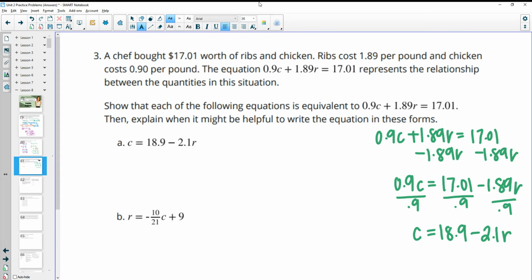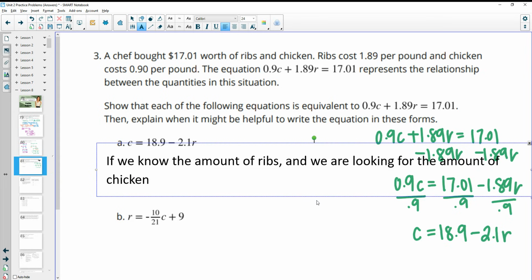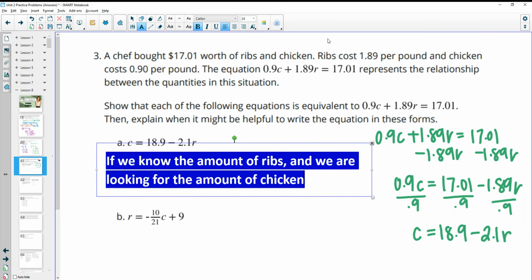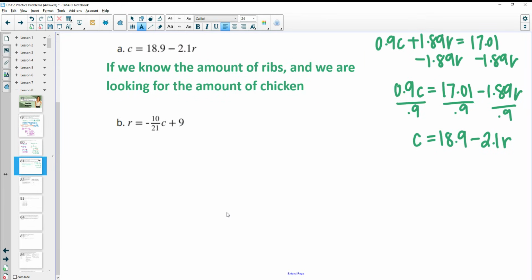And then why might it be helpful to have an equation written like that? It would be if you know how many pounds of ribs you're buying and you're trying to figure out how much chicken you're going to be able to buy. So if we know the amount of ribs and we are looking for the amount of chicken. So if you are doing multiple problems where you know how much ribs you're going to want for the situation, then you would maybe want to solve it like this.